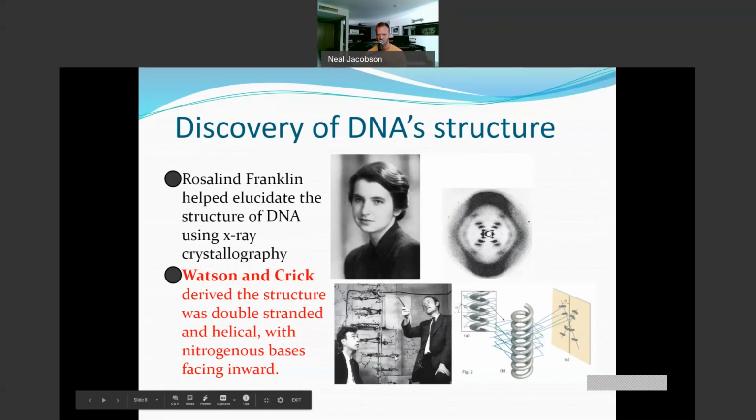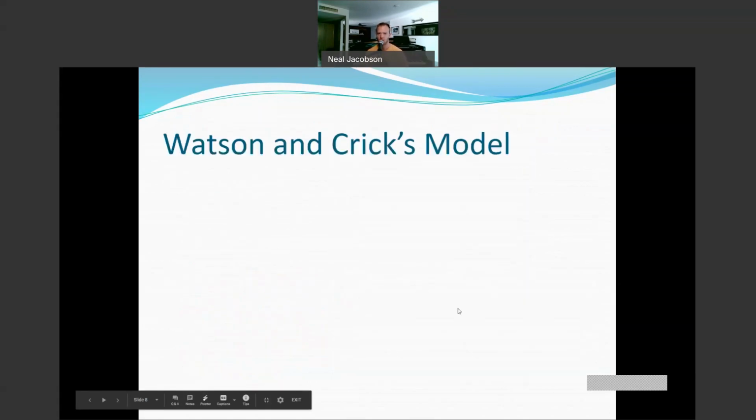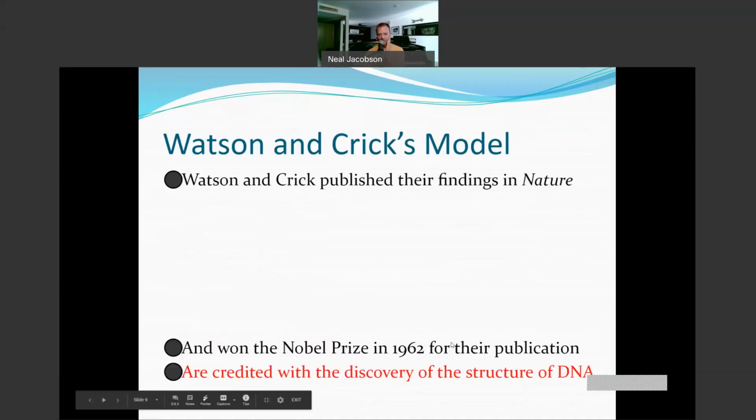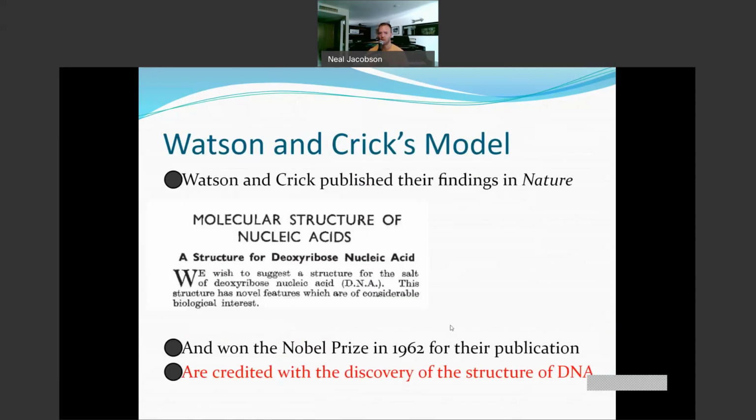Watson and Crick, these two guys, super smart molecular biologists, were able to determine the overall structure. And so they get all of the credit, basically. They published their findings in Nature. They won the Nobel Prize in 1962. They're credited with the discovery of DNA.